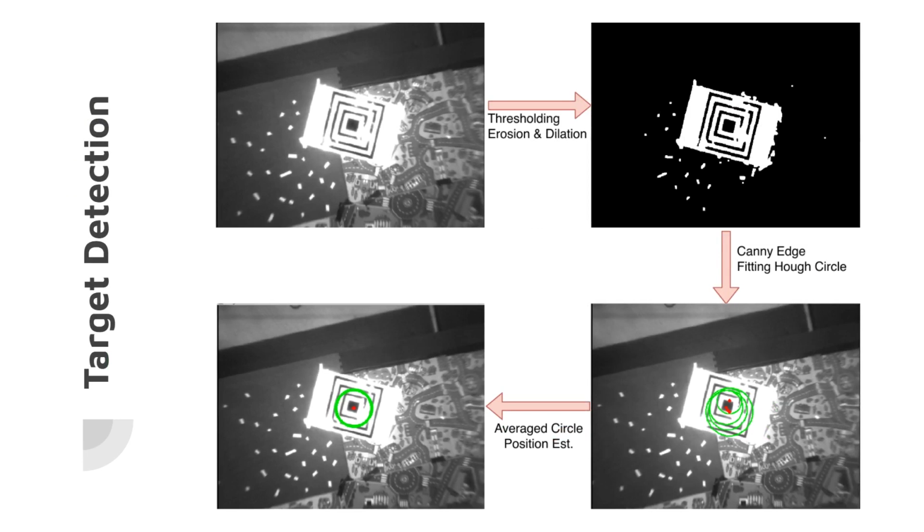Just like the bullseye target, the concentric square target can also be detected with the same Hough circle fitting algorithm but with more relaxed circle fitting thresholds. By using the same detection node as the circular target, we reduce the required onboard computation.